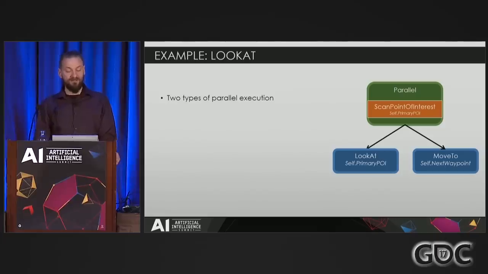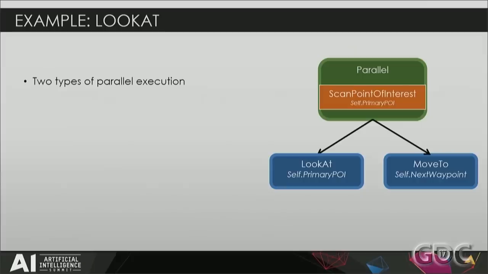An example of LOOKAT, so you can have two types of parallel execution things. Now with these updatable decorators, a parallel node will execute a move to, which will move to a next waypoint. At the same time, there's a lookat behavior, which would try to look at a location of primary point of interest if it is set.